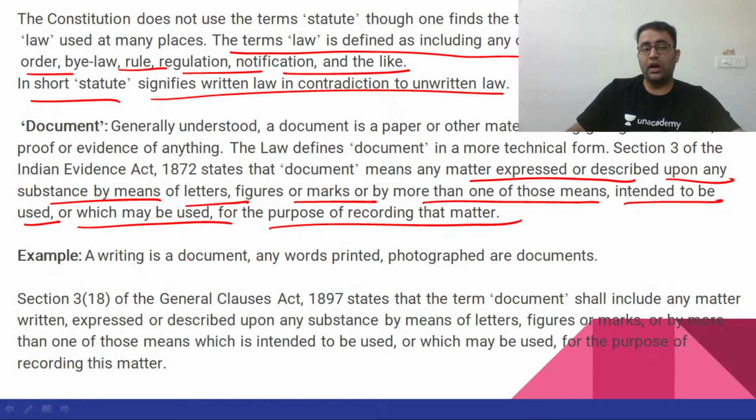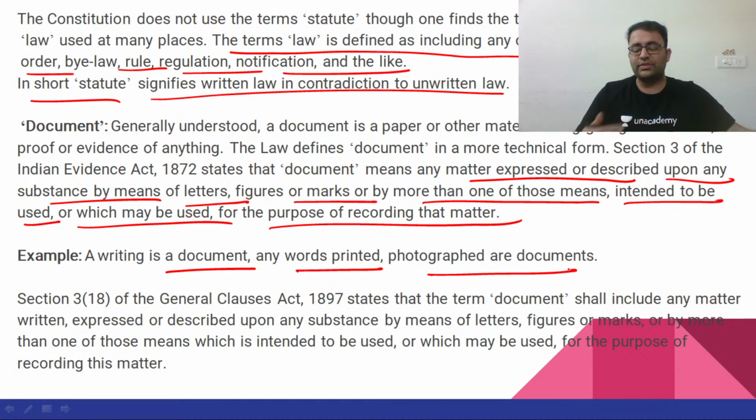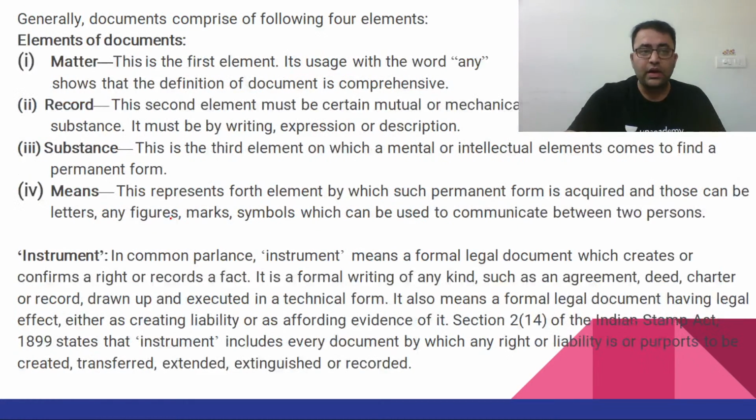Okay, for example, a writing is a document. Any words printed, photographs are documents. So a document means anything which has some writing or inscription or picture on it. Section 3 of the General Clauses Act 1897 states that the term document shall include any matter written, expressed, or described upon any substance by means of letters, figures, or marks, or by more than one of those means, which is intended to be used, or which may be used for the purpose of recording that matter. Okay, so this is just a brief description of what you mean by a document.